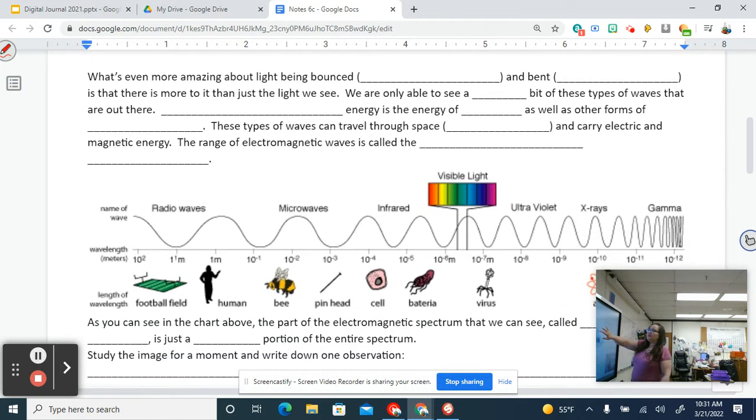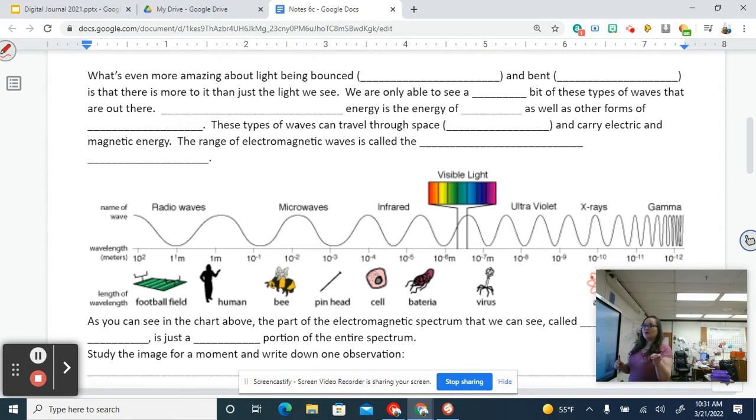What's even more amazing about light being bounced, and what's that word? Right, reflection. And bent, what's the word for that one? Good, refraction. Is that there's more to it than just the light we see. We are only able to see a tiny bit of these types of waves that are out there.